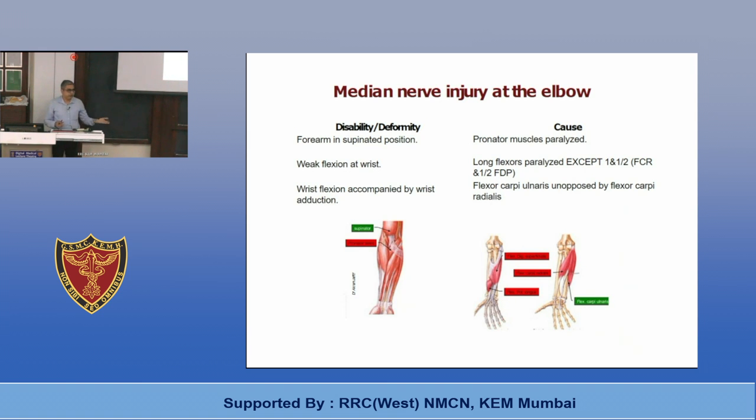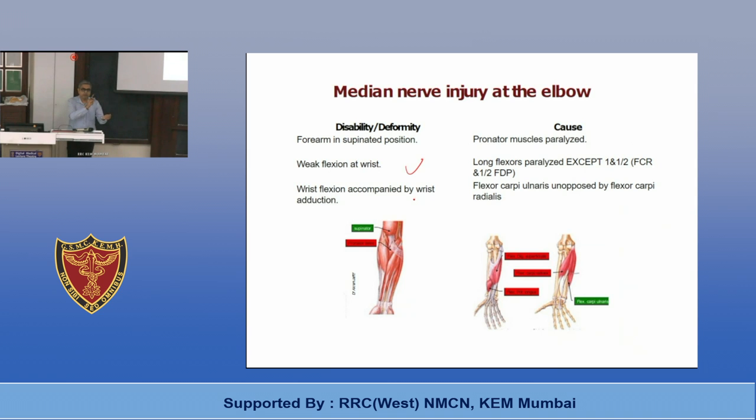The arm is supinated. What happens if the nerve injury is at upper levels, at the Struthers ligament? The arm is in supinated position because pronator teres is paralyzed. Pronator teres is paralyzed. Weak flexion of the wrist joint because all the flexors are lost. The flexors are lost, so weak flexion. And wrist flexion is accompanied by wrist adduction. When you ask the person to do the flexion against resistance, it will do the adduction. Why has this happened? Because of the medial half of the flexor digitorum profundus and flexor carpi ulnaris, they are acting.